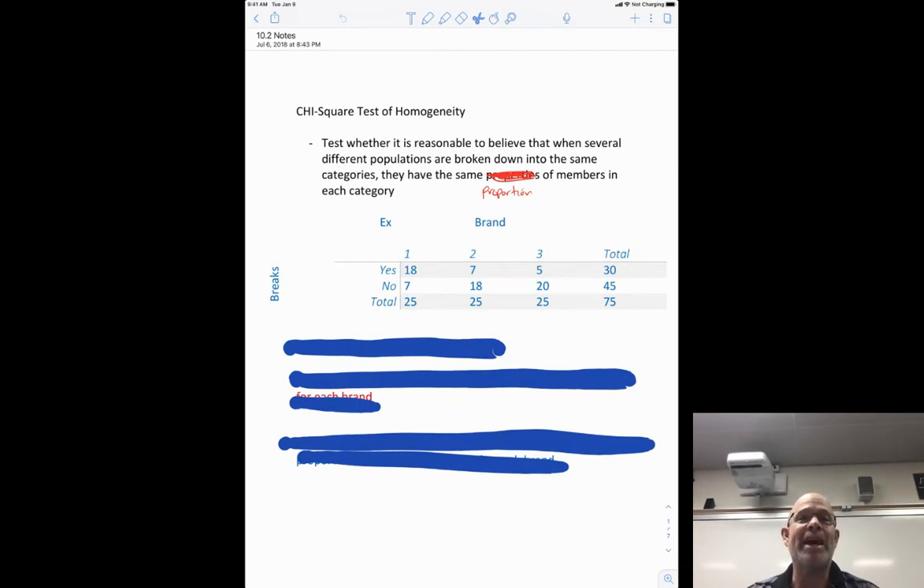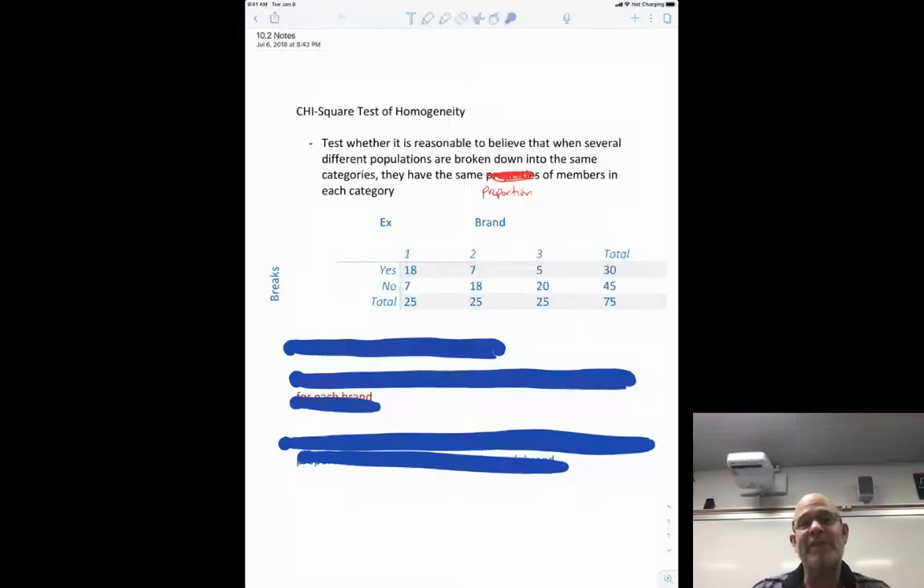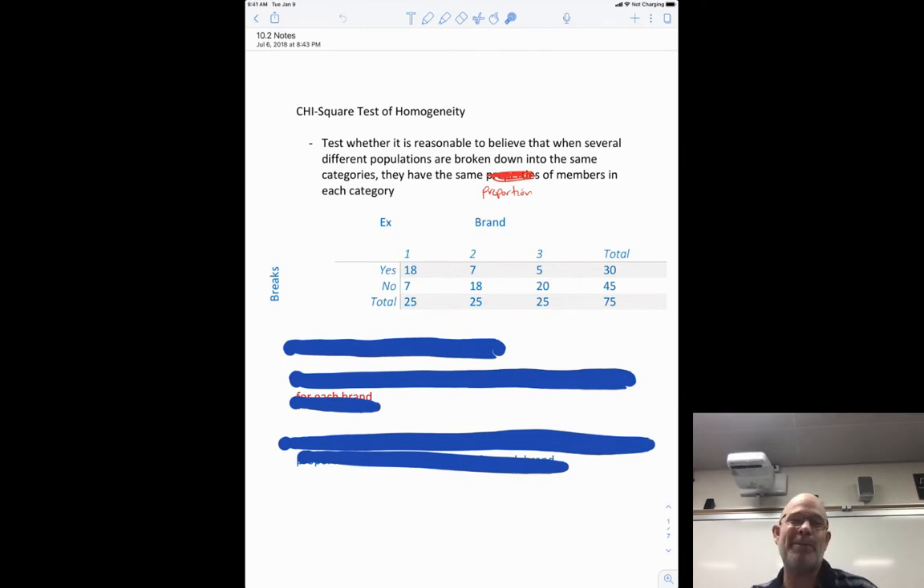So as you can see, this is an example from the book. This was three different brands. So you can see the word brand here. Three different brands of paper towels, and they were being tested on spills. Each paper towel had 25 tested. They don't have to be the same, by the way. In this case, they were. Mathematicians typically like them to be the same, but it doesn't have to be.